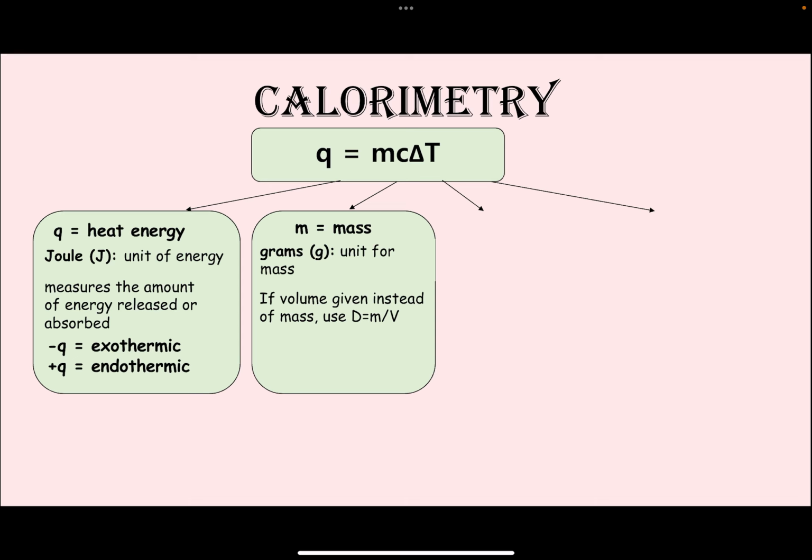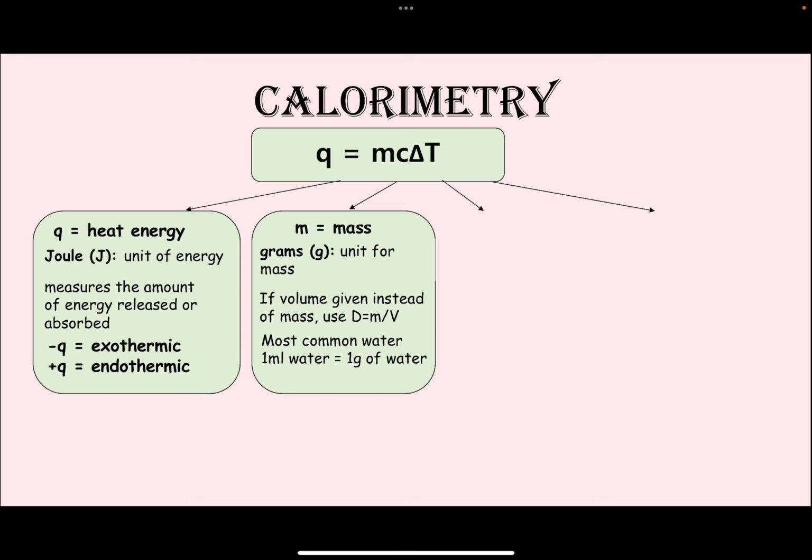In some cases you might get a question where you are not given the mass and instead you're given the volume. You can use the density: D equals M over V. If we are dealing with water, then the density of water is just 1 gram per centimeter cubed. And if you're dealing with any other substance, they are most likely going to give you the density in the question.